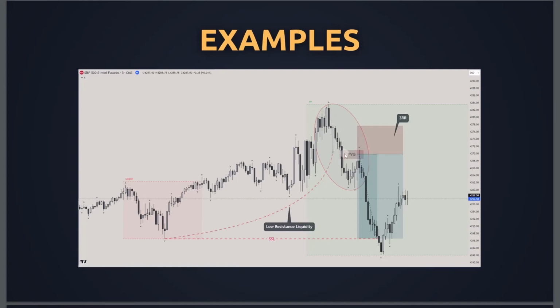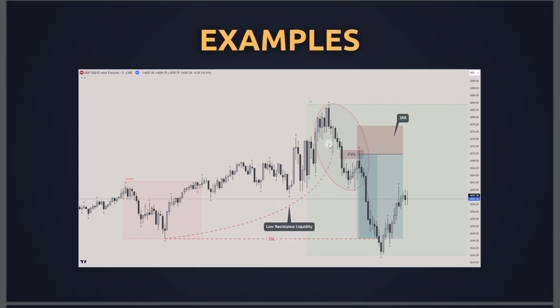So there's no reason for price to go up. If it disrespects its fair value gap, mostly it's going lower. So stop loss here. Take profit at the London low. Take profit done. If you can see, as soon as price mitigates the fair value gap, it goes lower aggressively.